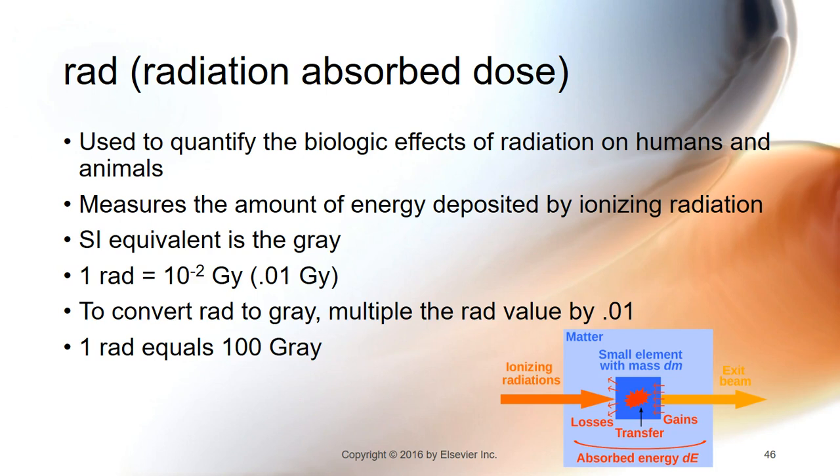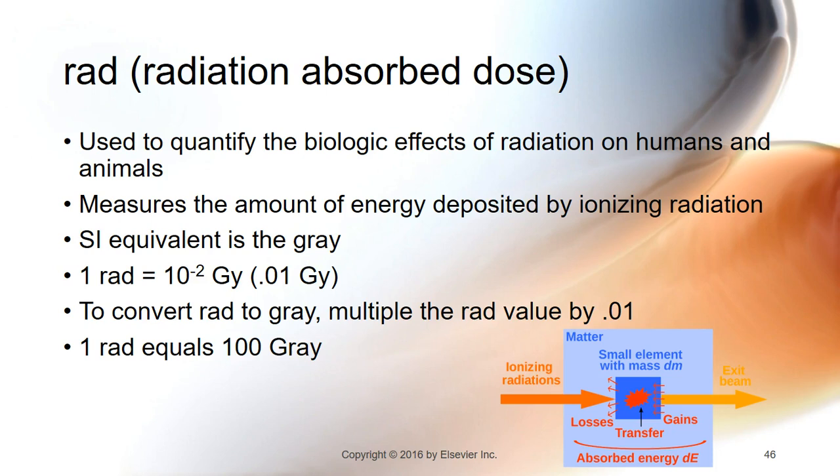When we take an X-ray, and we'll learn all this later, that X-ray leaves the tube, goes through the patient, and then only a part of that radiation comes out the other side to make your image. What is left in your patient is the rad. That's how much they absorbed, and it's the amount of energy deposited. And the SI equivalent is the gray.